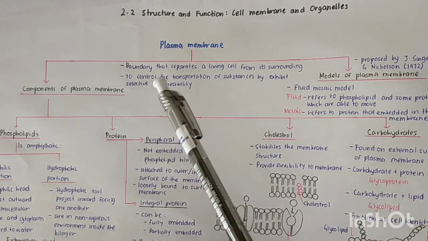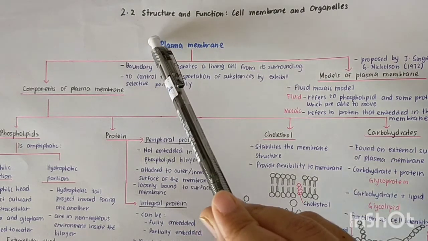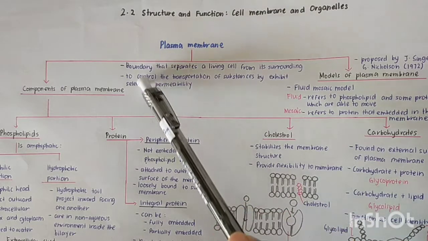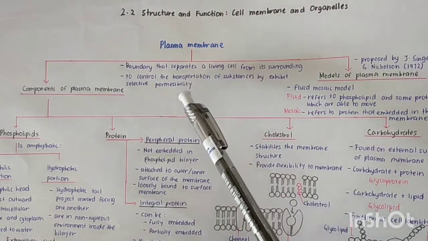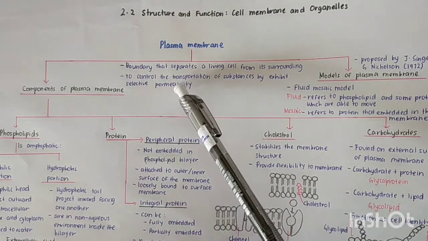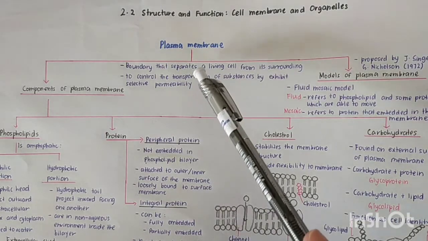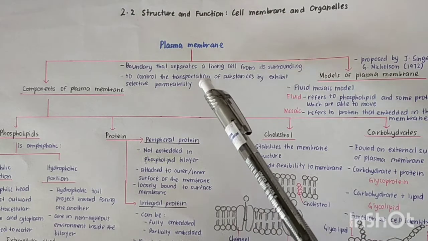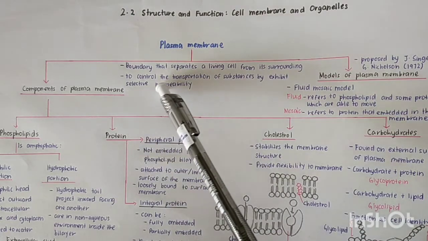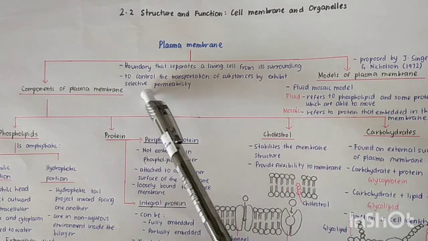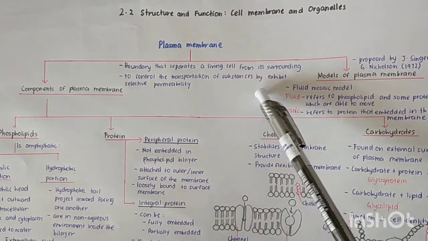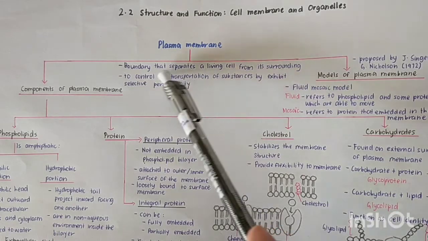So now let's proceed to the next subtopic, 2.2. Firstly, we look at the plasma membrane. What is the plasma membrane? We can find it in eukaryotic cells and also prokaryotic cells. The plasma membrane is the boundary that separates a living cell from its surroundings, and its function is to control the transportation of substances by exhibiting selective permeability.